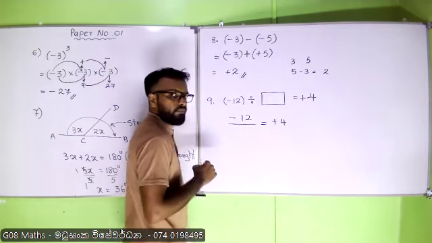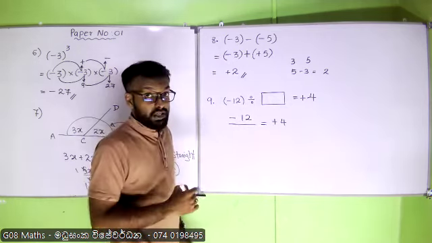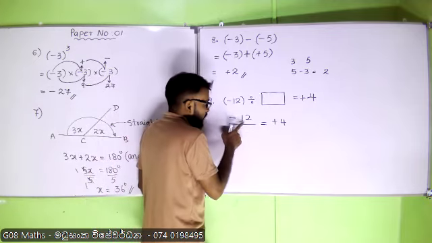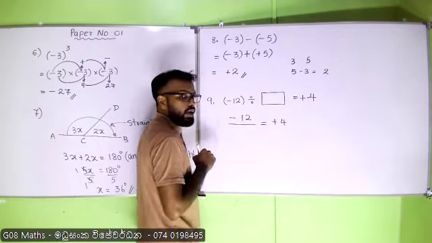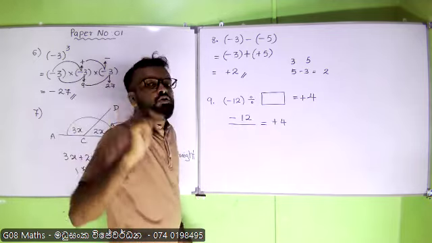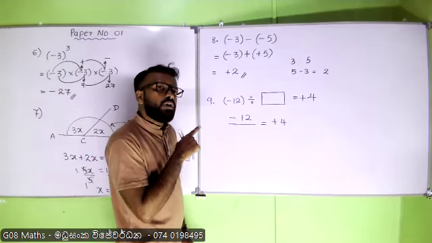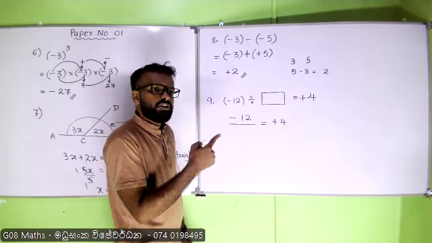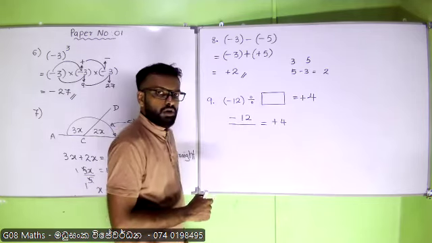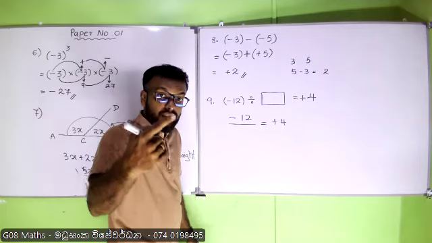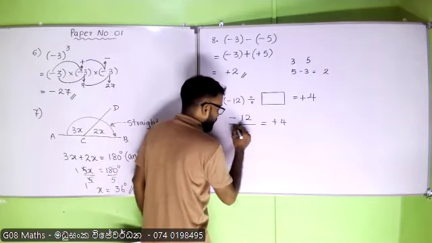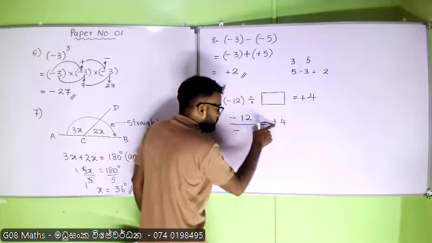Now you need to know the multiplication table. 12 divided by something, the value is 4. But it is positive 4, and this is a negative number. Negative number divided by which number to get you positive? Negative number divided by another negative number. Negative divided by negative, positive.